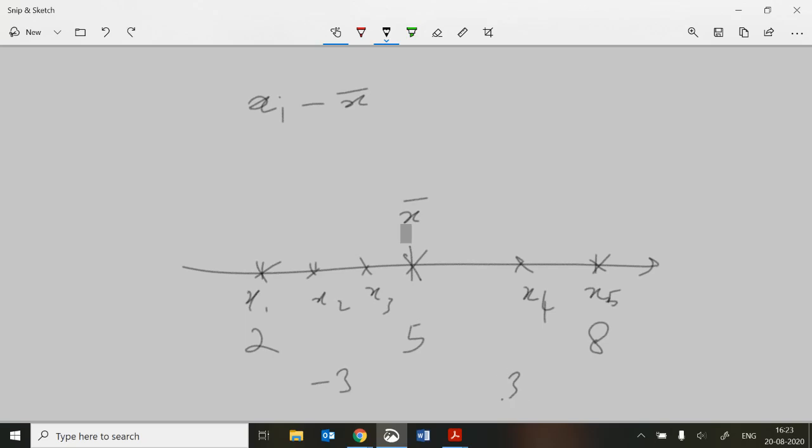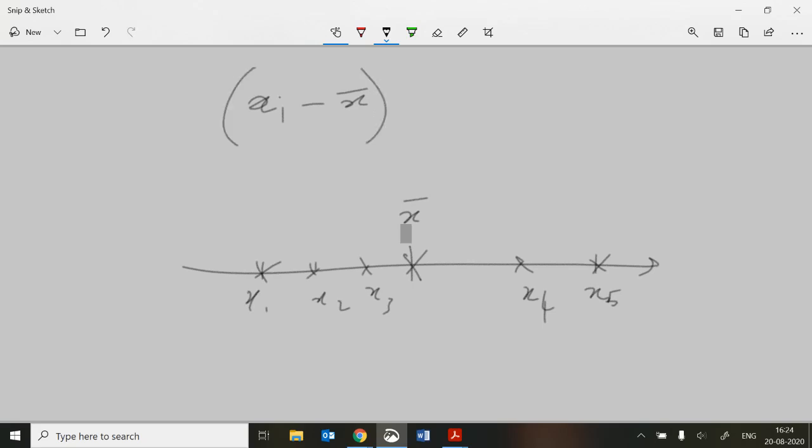So one thing I could do is take the modulus of this. That would seem to be a nice thing to do. That would make all of my differences positive. And in fact, that is a way of getting a measure of spread if I added all of those together, but that's not what leads to the standard deviation.